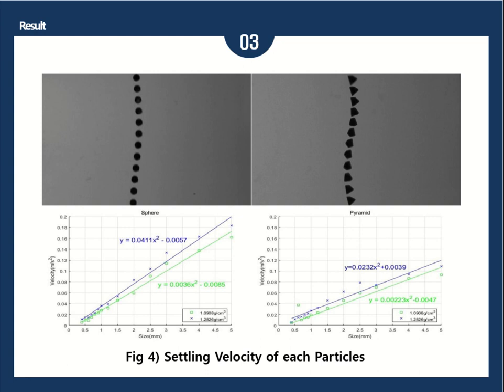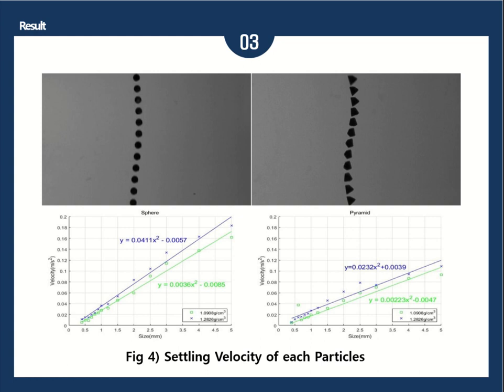The settling velocity was faster for the pyramid-shaped particle than for spherical particles with the same volume, density, and mass. It is judged that the cause of the speed difference is the formation of drag and turbulence according to shape, excluding volume, density, and mass.